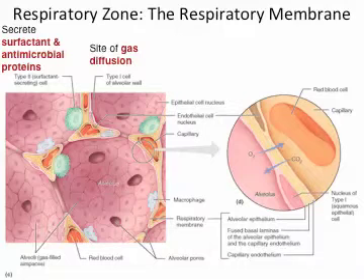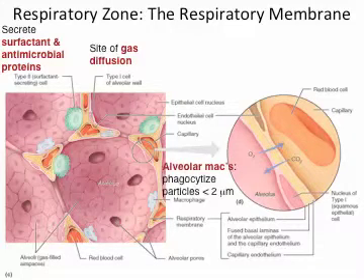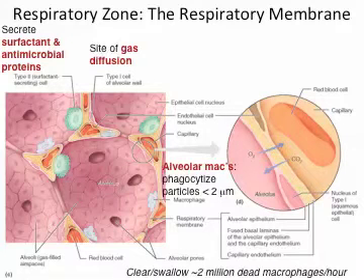I told you that the type 2 cell secretes surfactant to break up the water tension. It also can secrete antimicrobial proteins for any microbes that get that far into the respiratory tree. Just a little fun fact for dinner conversation: you either expectorate or you swallow about 2 million dead macrophages per hour. So your macrophages are really working overtime out in the periphery of your lung in these alveoli to destroy foreign invaders.